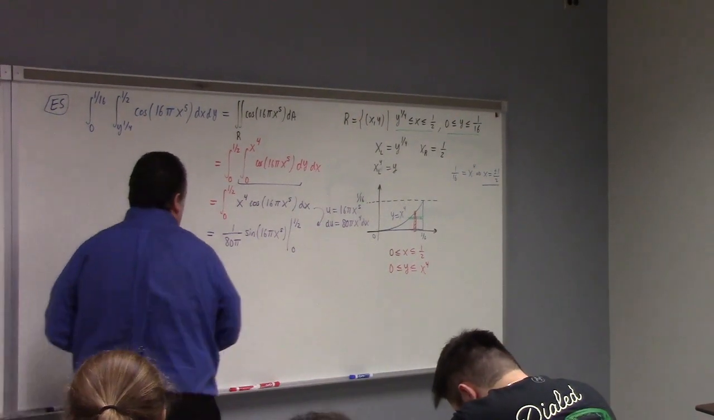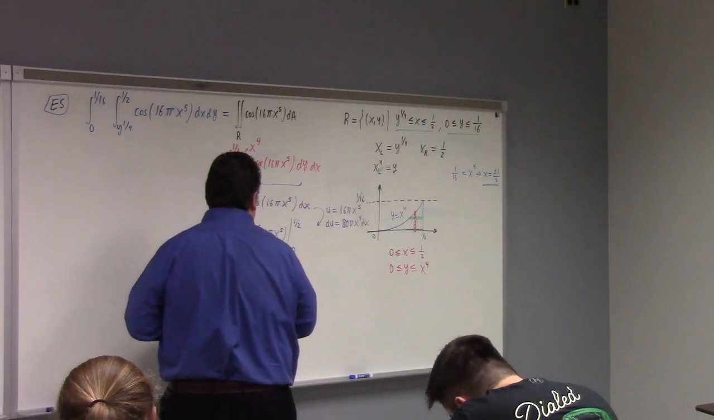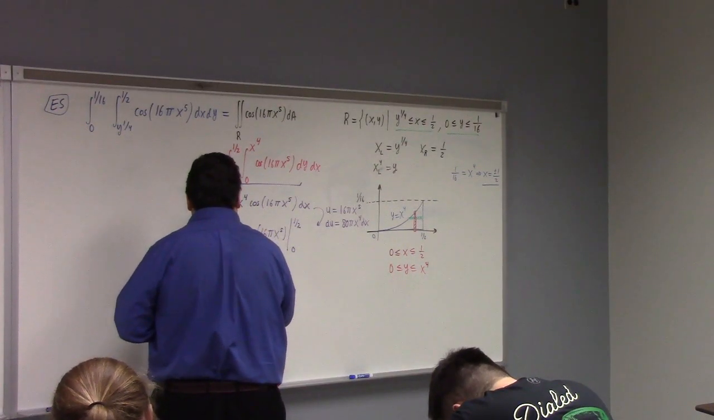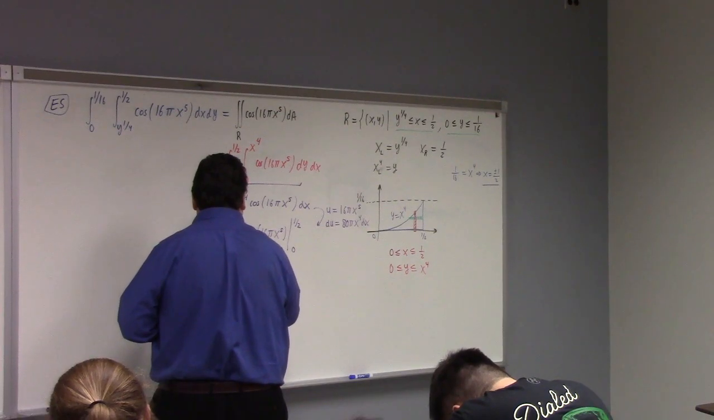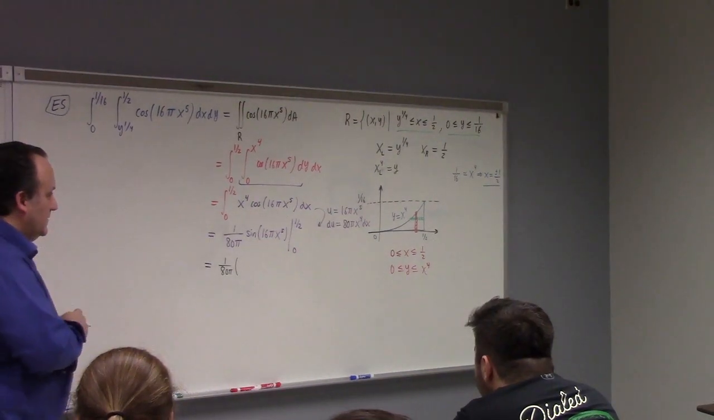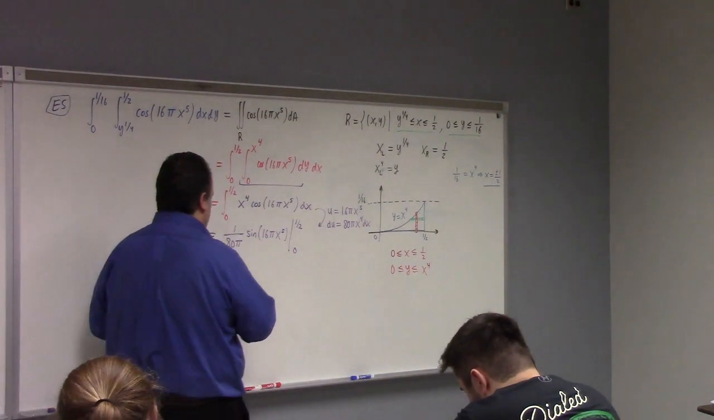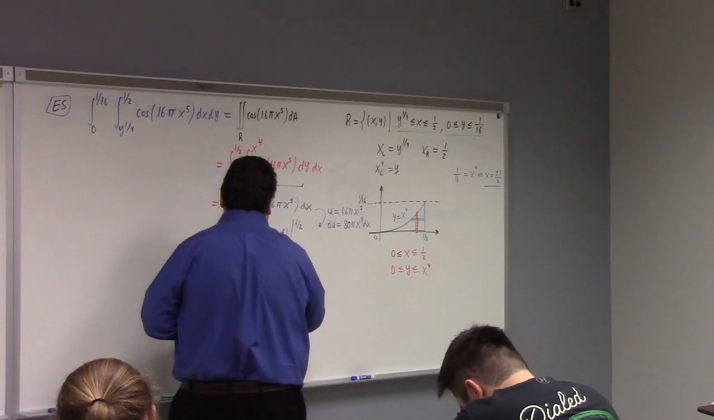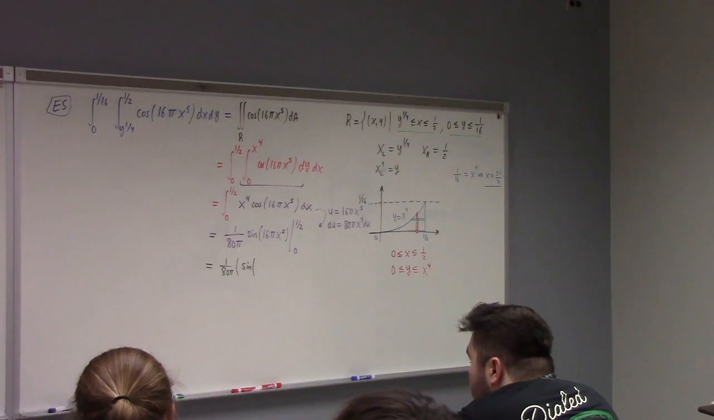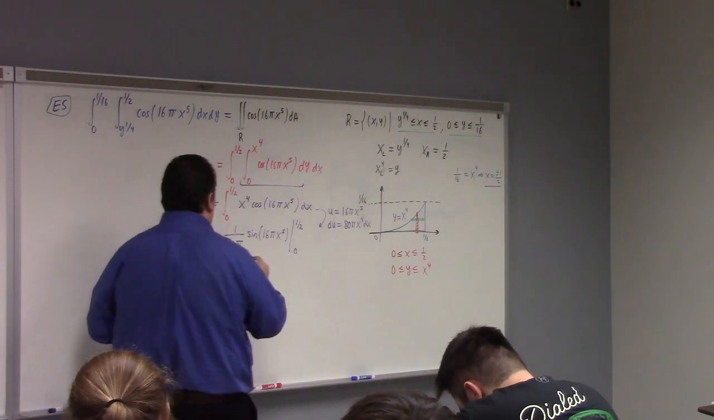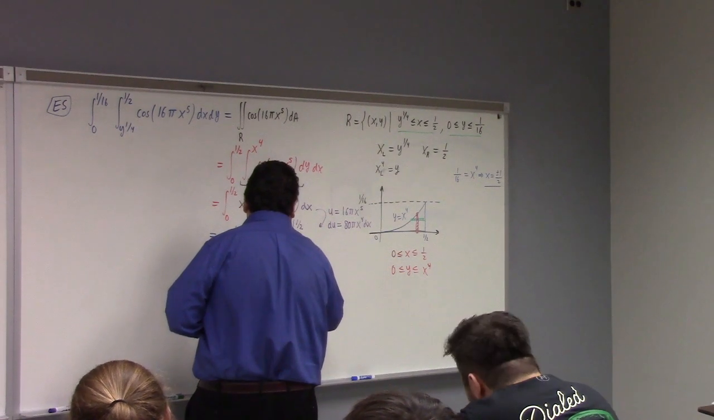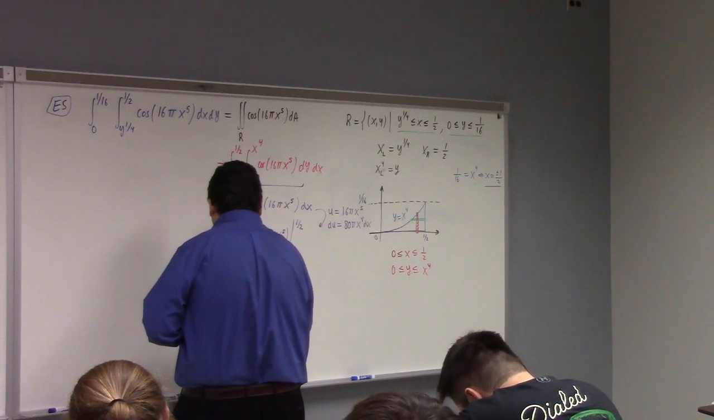Which is going to give me 1 over 80 pi. No, sine differentiates to cosine, so it's fine. And that's sine of 1/2 to the 5th power is 1 over 32. 16 over 32 is 1/2, so that's pi over 2. And then minus the sine of 0. So lo and behold, the answer is 1 over 80 pi.